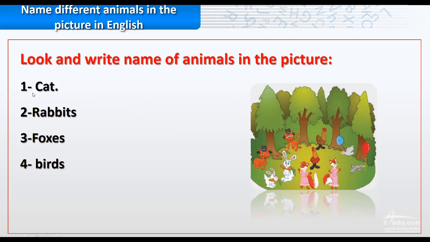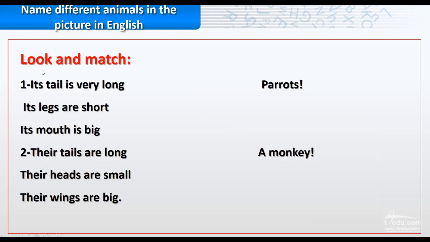Now, you told me before a minute, you know this one, cat, number one, number two, rabbits, number three, foxes, and number four, birds. These are the names of animals in this picture. Now look and match. Look here and match.